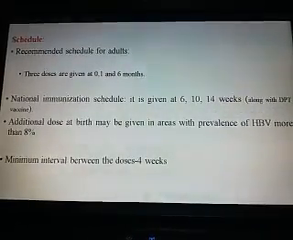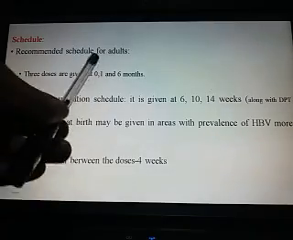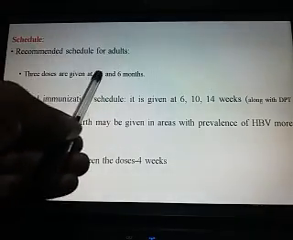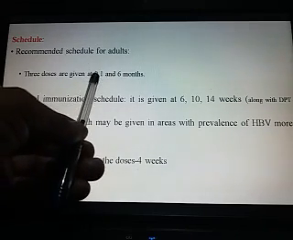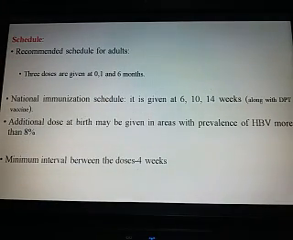Schedule is very clear, 0, 1 and 6 months. There should be a gap of 4 weeks between the two doses, and this dose is for the adult. 0 means the first time vaccination, and after the first time there should be a gap of 1 month, and then after the 6 months.